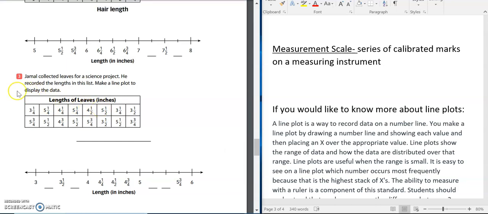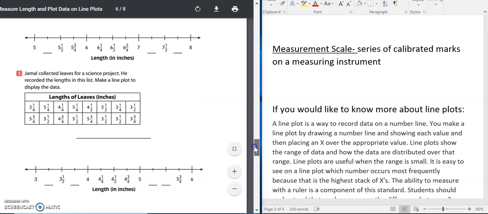Leaves. So we have our inches: 3 inches starting on your number line. It could go all the way to 6 inches. Once again, you're giving your line plot a title, and you will be marking it with X's. Remember, your X's stand for one leaf, okay?